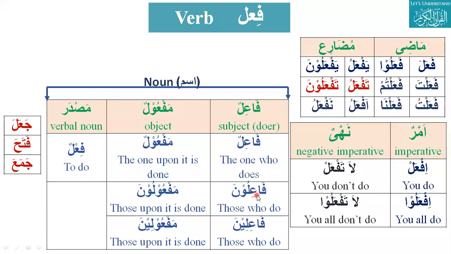Fa'il, fa'ilun, fa'ilin. Fa'il, the one who does. Fa'ilun and fa'ilin, those who do. These both are plural of fa'il. This is for one. Now maf'ul.